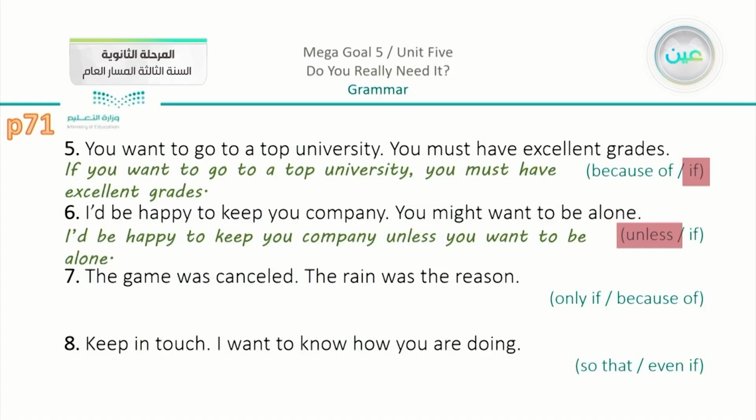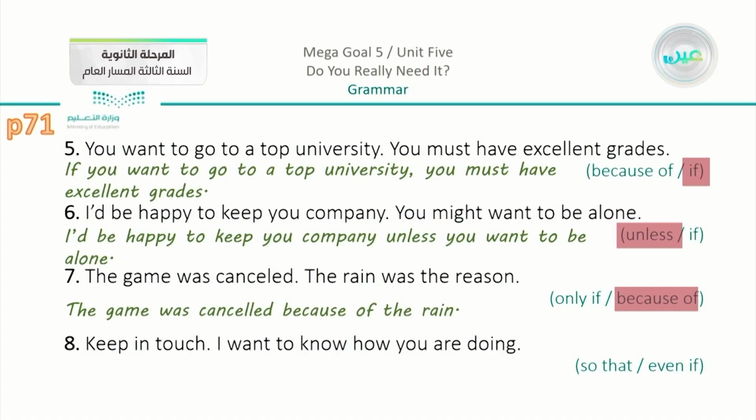Number 7, the game was canceled. The rain was the reason. So I'm showing that there is a reason here. That's why I'm going to choose because of. So the linked sentence will be: the game was canceled because of the rain. Now you can see that there is also a kind of shortening in these sentences that we did. So once you have joined the two sentences together, you can shorten your sentence.